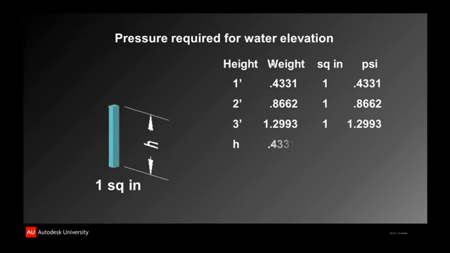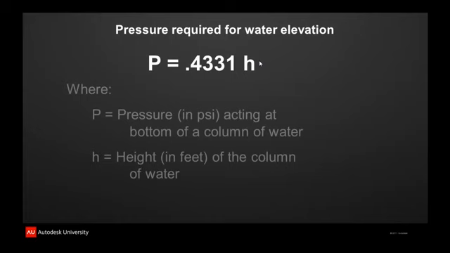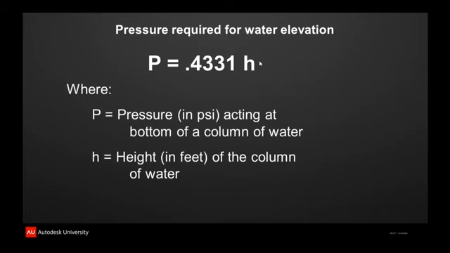So 1 foot, the weight is 0.43, the square inches is 1, PSI is 0.4331. 2 feet is twice that, 3 feet is 3 times that. But if you always divide by H, then for any given height, it would be 0.4331 times however high it is, pounds per square inch. So our elevation pressure formula then is P, the pressure required to raise water any given height, is 0.4331 times the height.